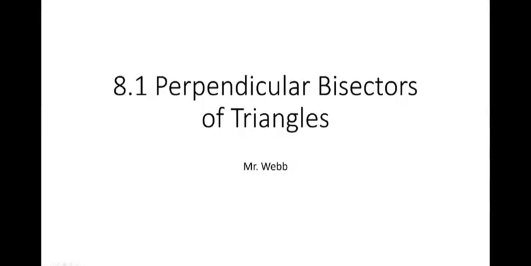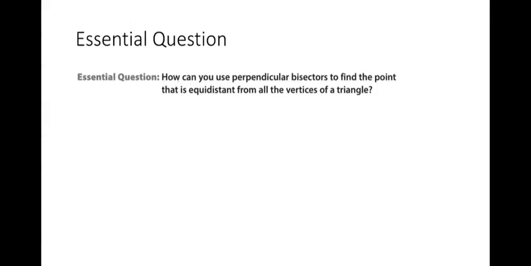Hi guys, this is for Module 8.1, Perpendicular Bisectors of Triangles. Now, our essential question is how can we use perpendicular bisectors to find a midpoint that is equidistant from all the vertices of a triangle?